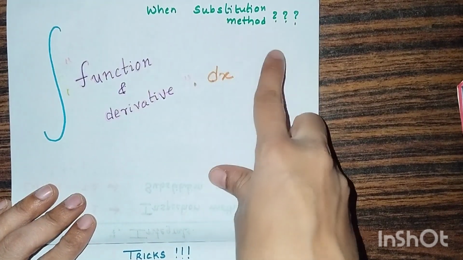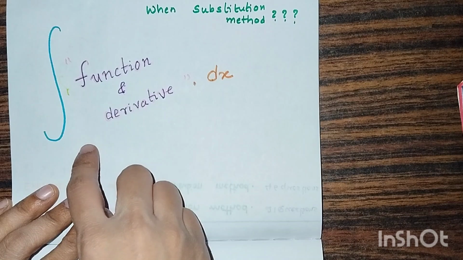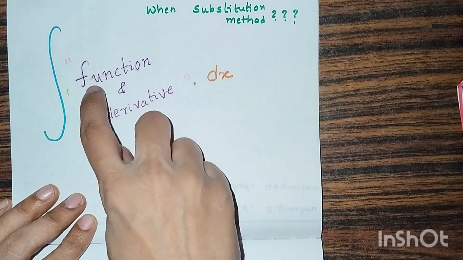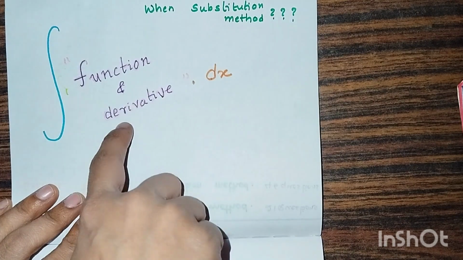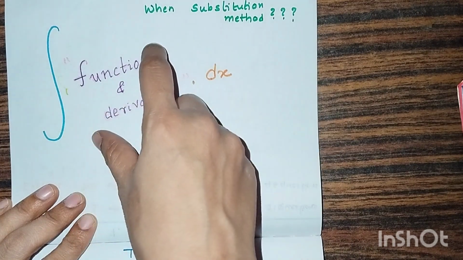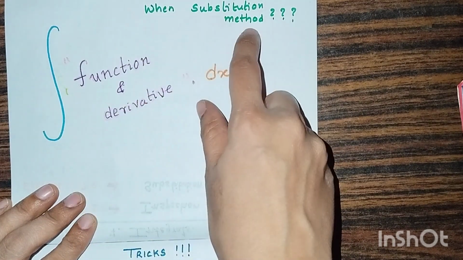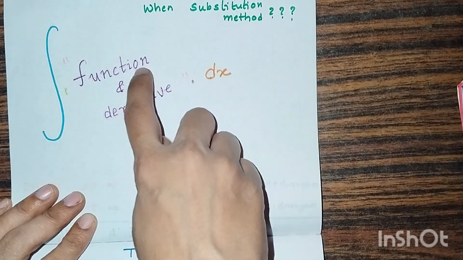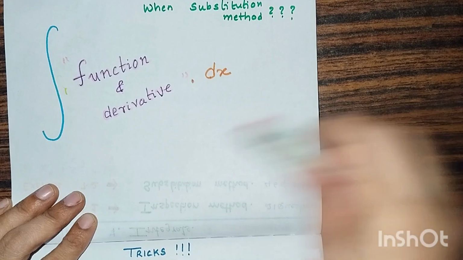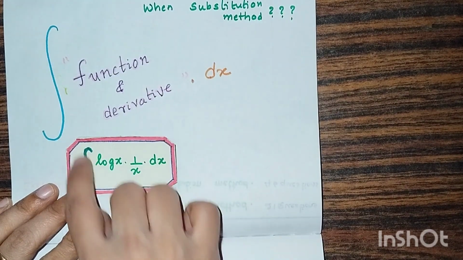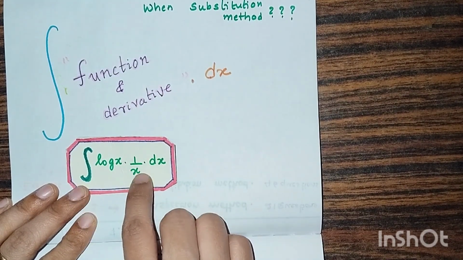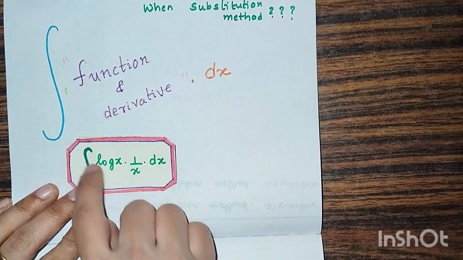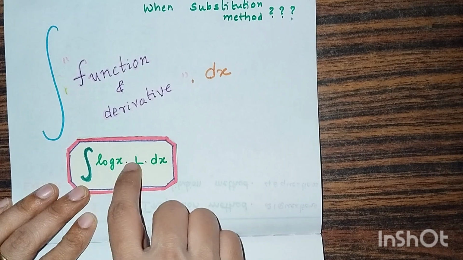So when to apply the substitution method? When we have the integral of a combo of a function and its derivative as the integrand, then we will apply the substitution method. Function and its derivative. For example, here I have the integral of log x into 1 by x with respect to x. So this is what we call the integrand.